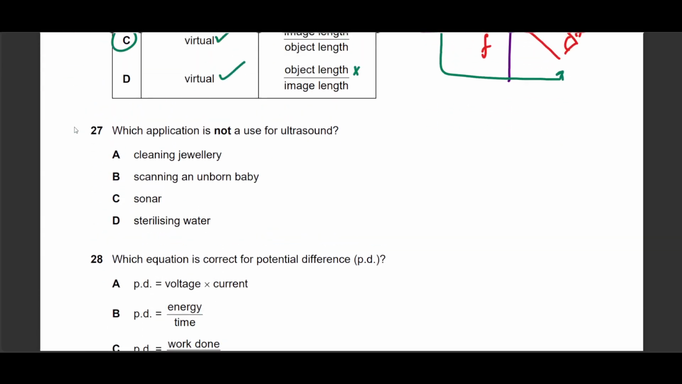Question number 27. What is not the use of ultrasound? It cleans jewelry, yes. Scanning of an unborn baby, yes. Sonar for submarines to detect how far the floor or seabed is. Sterilizing water, no. This does not have a medicinal use like this one, or at least antibacterial action.